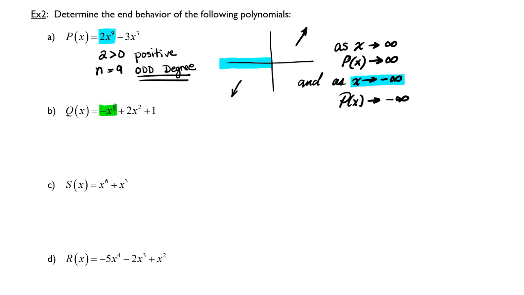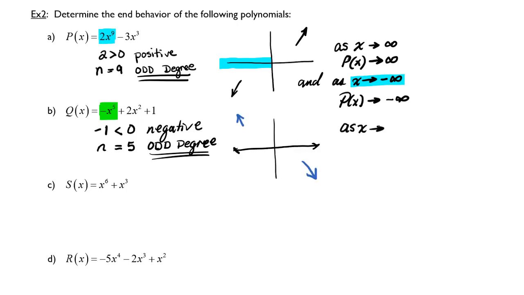Let's take a look at the next polynomial. Our leading term is negative x to the fifth. Negative 1 is the coefficient on that, and that is less than 0, so that is a negative leading coefficient. n is equal to 5, so it's odd degree.